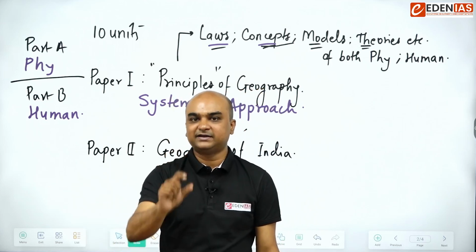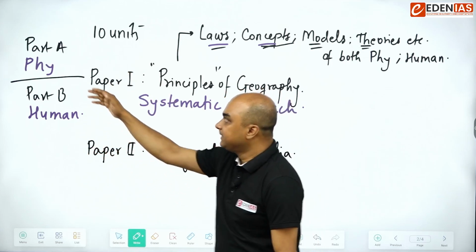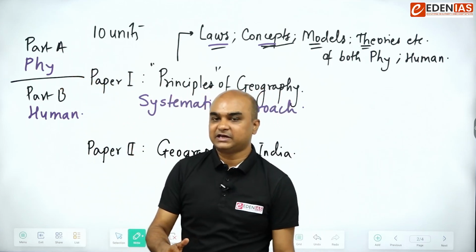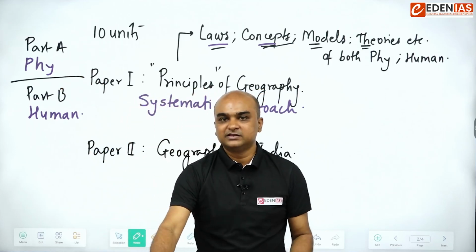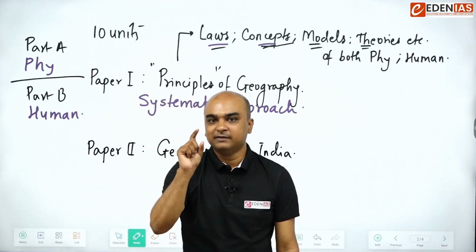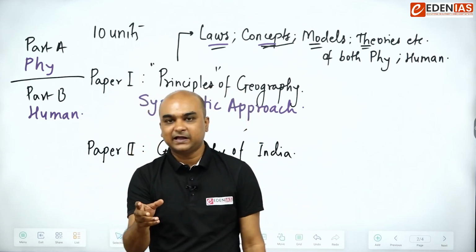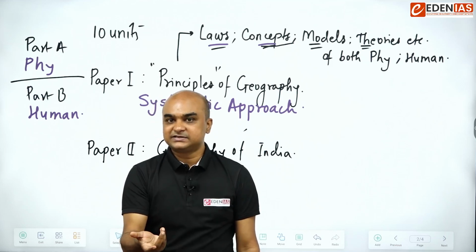That is systematic approach. अगर आप paper 1 को देखें, you'll find, like say for example, in part A, there are 5 units: geomorphology, climatology, oceanography, biogeography, and environmental geography. They all talk about one important geographical variable. That could be landforms, that could be weather and climate, ocean water, soil, plants and animals, etc.